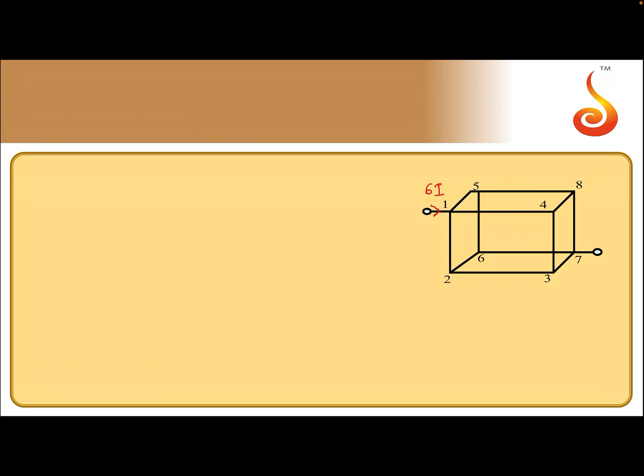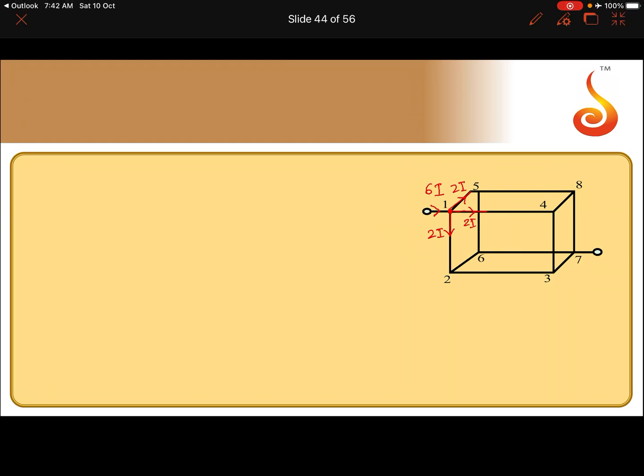If 6I is the current entering, at point 1 there are 3 identical paths. So current should divide equally. So it should be 2I, 2I, 2I. Right? Then at point 5 it splits into 2. One goes to 8 this way, one goes to 6. So it should be again equally divided. So this should be I, this should be I. 2I is split into I and I.